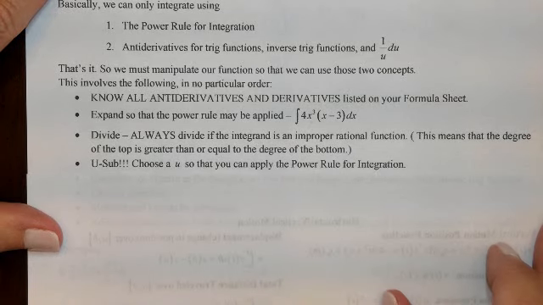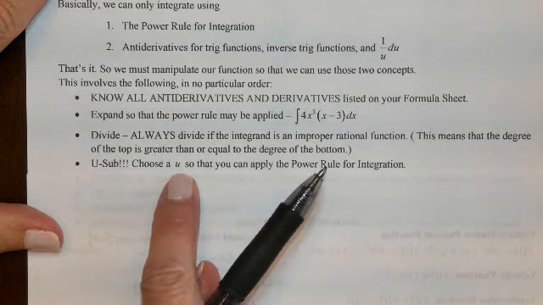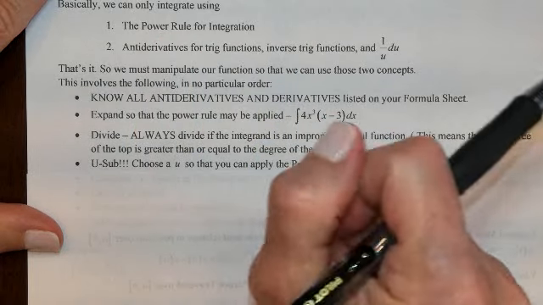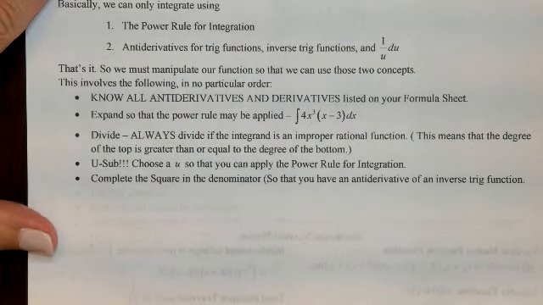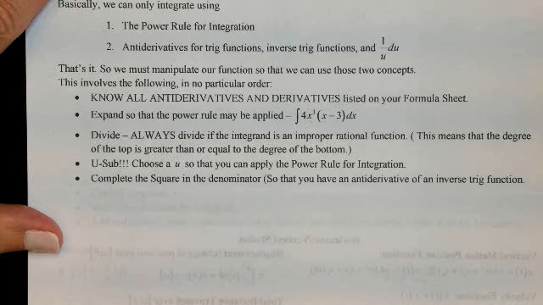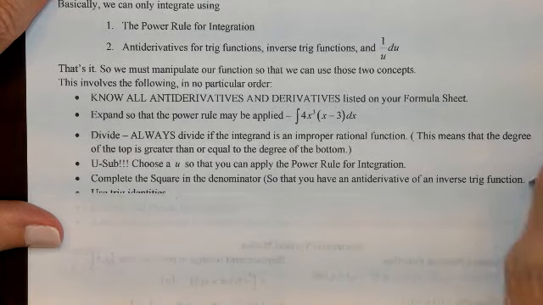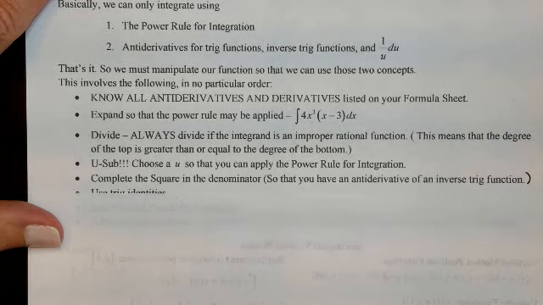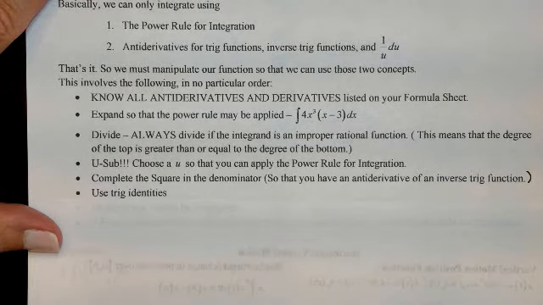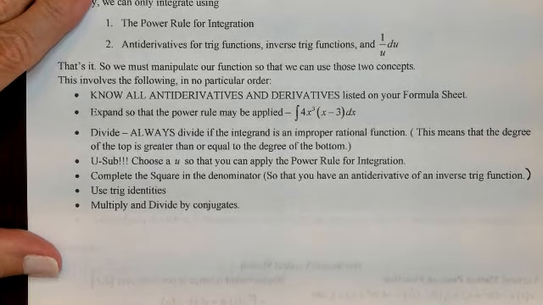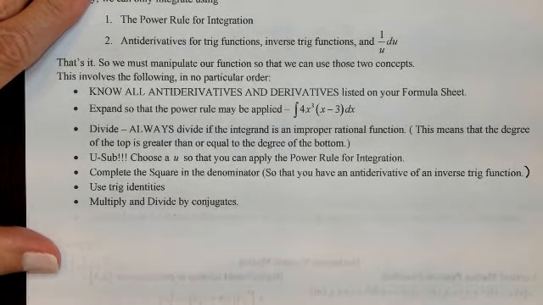Don't forget u sub. We choose a u so that we can do the power rule with our u function. Don't forget u sub. Don't forget that you can complete the square in the denominator so that you have an antiderivative of an inverse trig function. Okay? Use trig identities. Sometimes we have to use trig identities. Multiply and divide by conjugates. Okay?